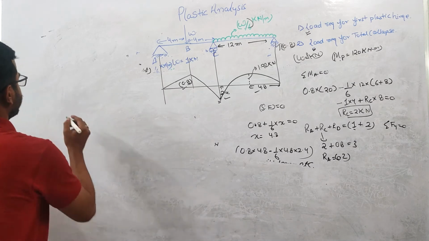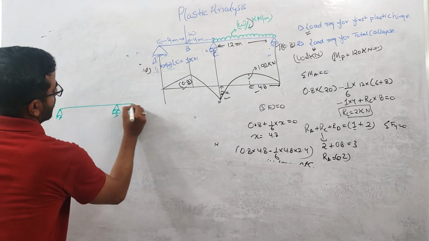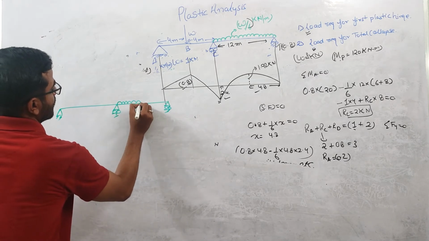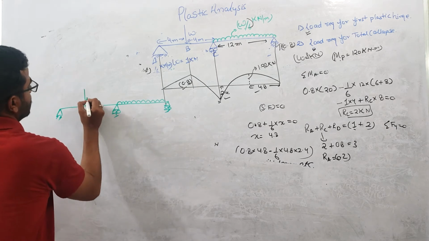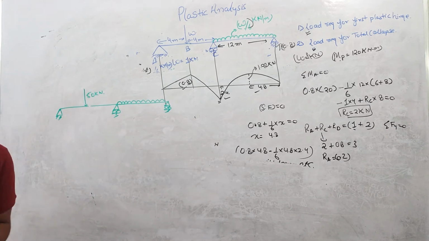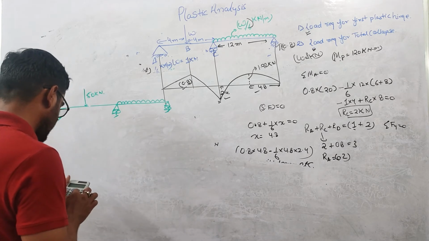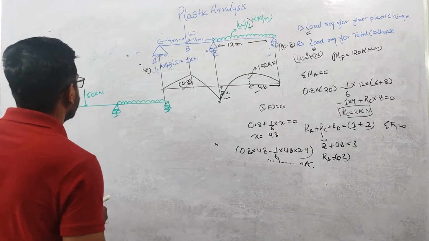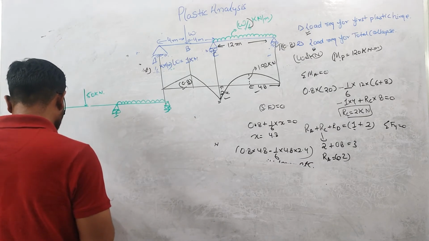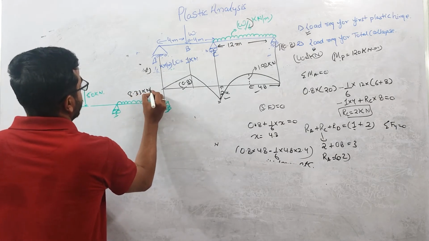So if this is the beam, right? So here, this is the load, a 50 kilonewton load will act at this point, right? And if you divide, the magnitude of this UDL will be 50 divided by 6. So this value is 8.33 kilonewton per meter. Okay.